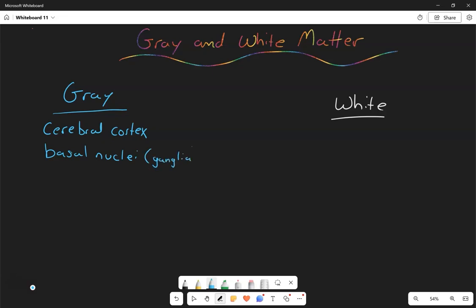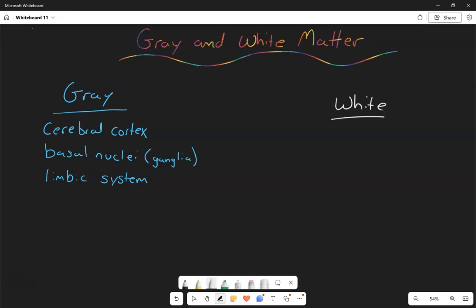We typically refer to ganglia as collections of cell bodies in the peripheral nervous system. Nuclei are collections of cell bodies inside of the central nervous system, but I have seen both used for this. So I'm going to just go ahead and put that in parentheses so that it's there. And then last but not least, we have what's called the limbic system. Okay, and we'll talk about each one of these independently.